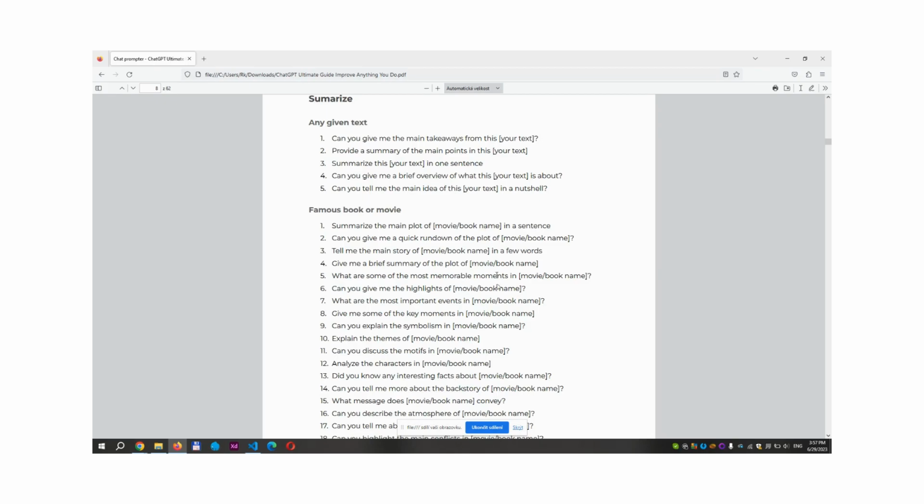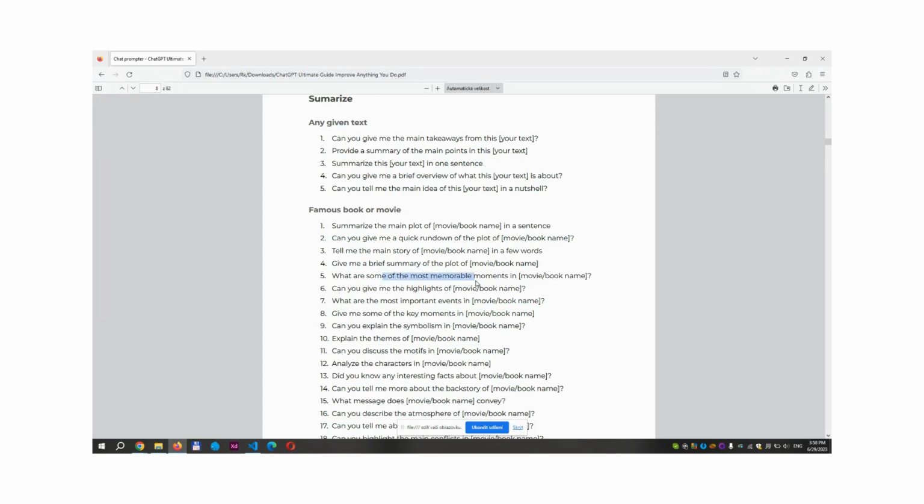Movies are mostly for fun, but when it comes to books, I think it's very interesting, because you can ask ChatGPT for an explanation on any book, and not only explanation in general, but for specific things. So as you can see, summarize the main plot. Give me a brief summary. They might be similar, but they will give you different results.